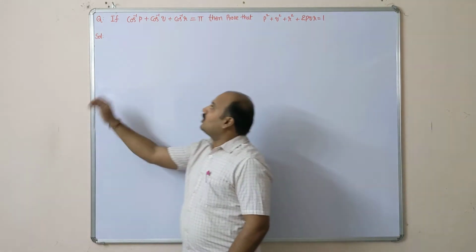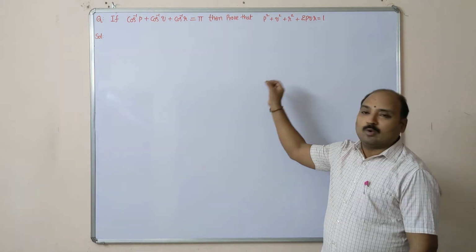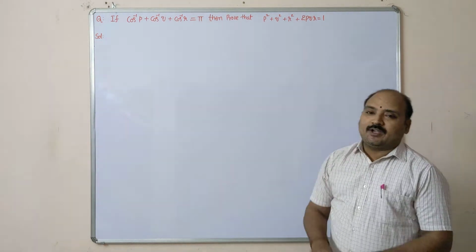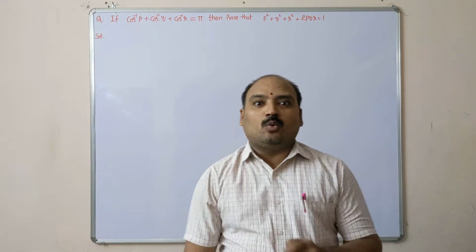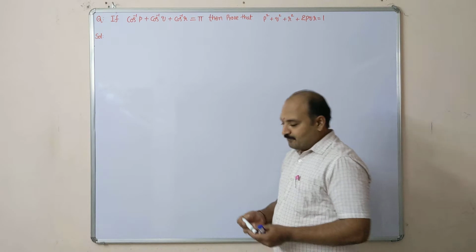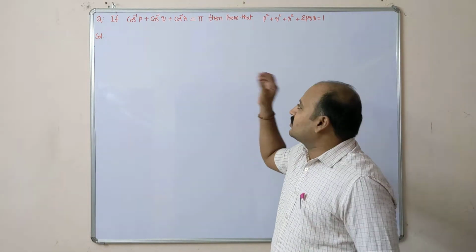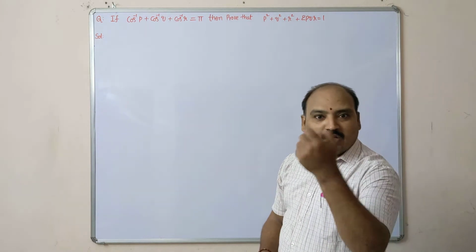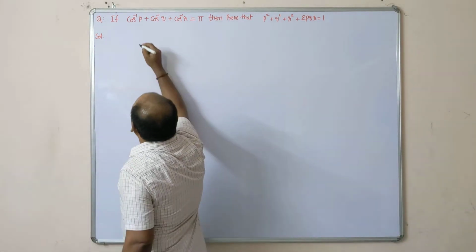If cos inverse P plus cos inverse Q plus cos inverse R equals pi, then prove that P square plus Q square plus R square plus 2PQR is equal to 1. So how will it be? First we have to assume that the values cos inverse P, cos inverse Q, cos inverse R are angles A, B, C, students.